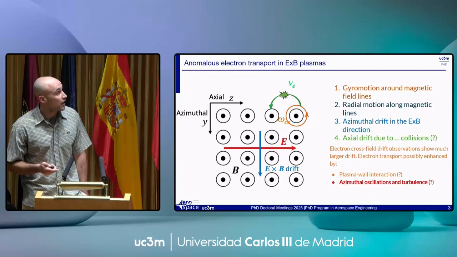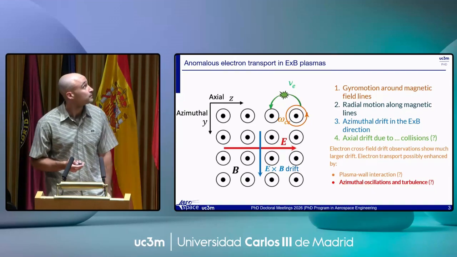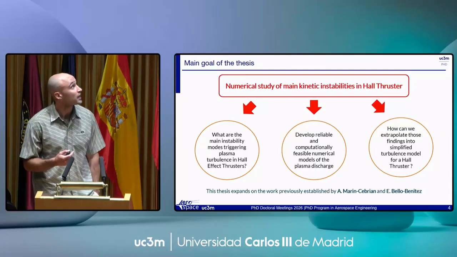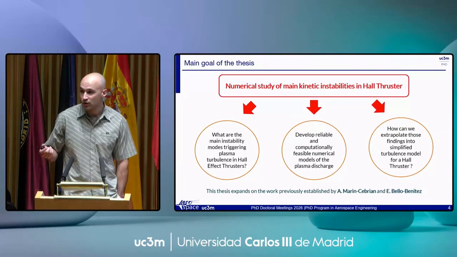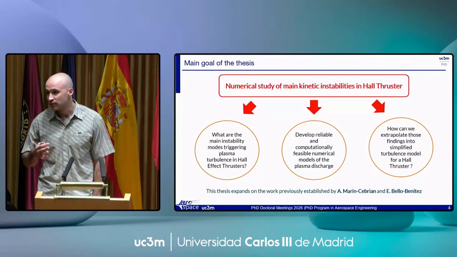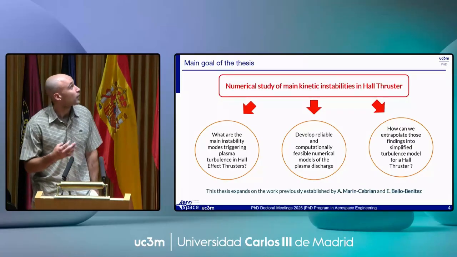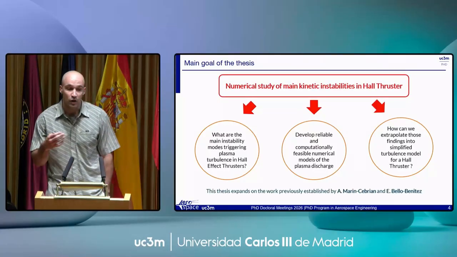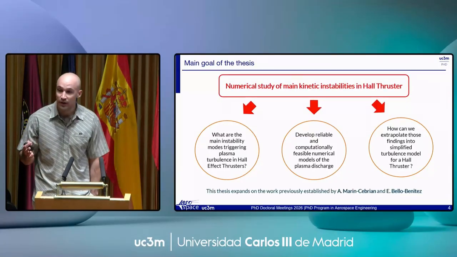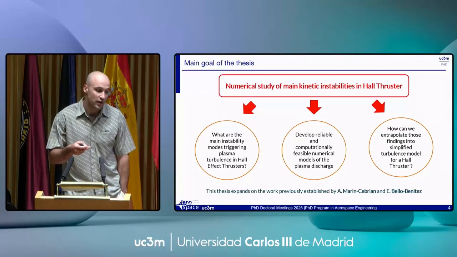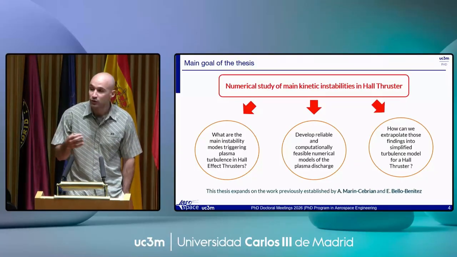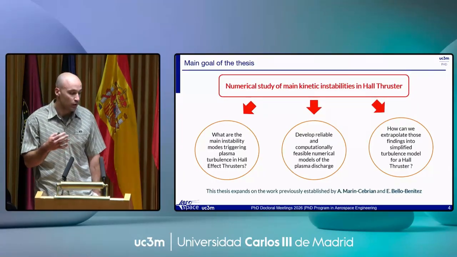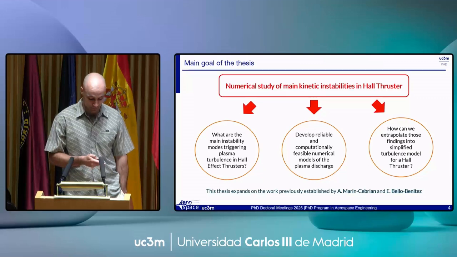And in this thesis, we focus on the latter one. So what are the main goals of this thesis? Basically, the numerical study of the main kinetic instabilities in Hall thrusters, trying to contribute in three areas, more or less. What are the main instability modes triggering plasma turbulence in Hall thrusters? Develop reliable and computationally feasible numerical models of the plasma discharge, as well as how we can extrapolate those findings into a simplified turbulence model. Basically, we extend the work previously established by Alberto and Enrique.